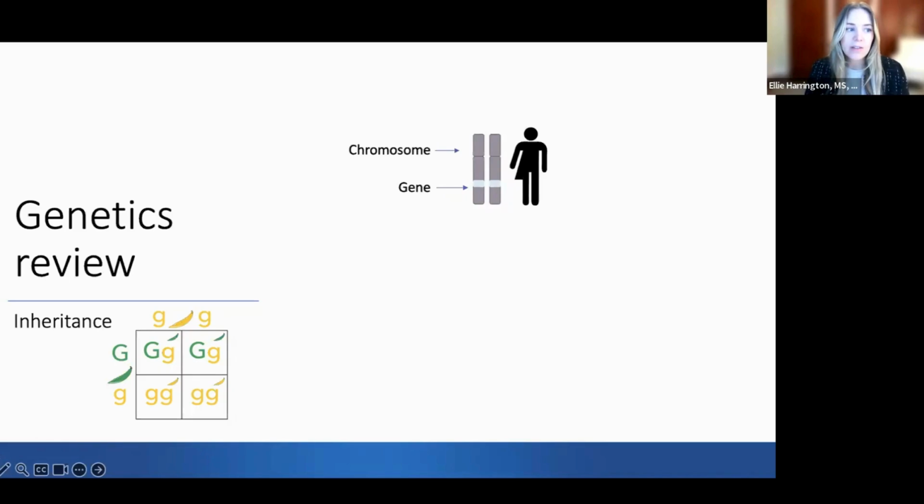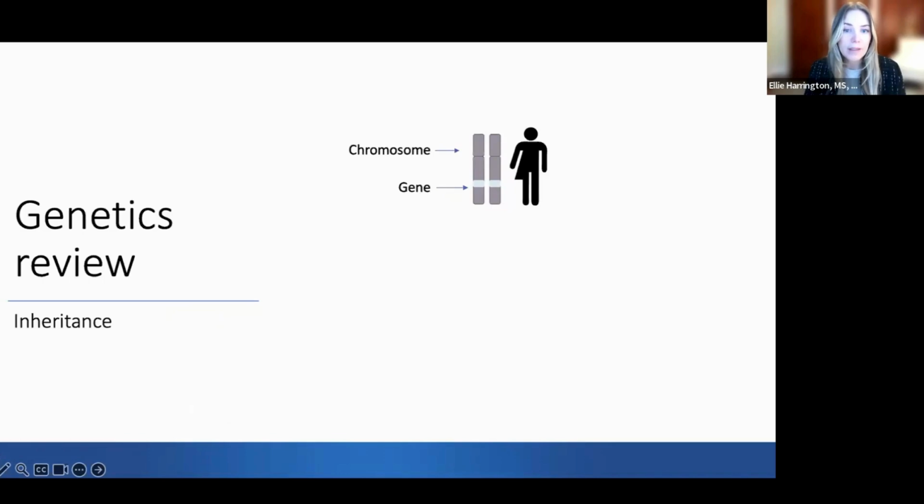So here on this figure, there's an individual with 2 chromosomes. Those are kind of the gray long rectangles. And in blue, we have 2 copies of all of our genes, one that we inherit from our mother, one that we inherit from our father. So for all of our 20,000 genes, we have 2 copies.